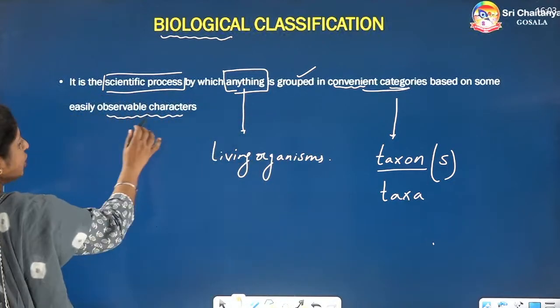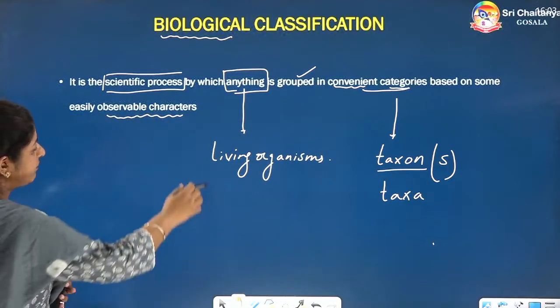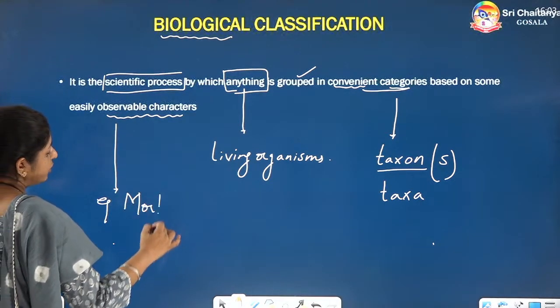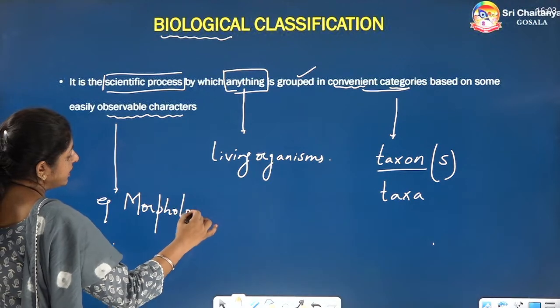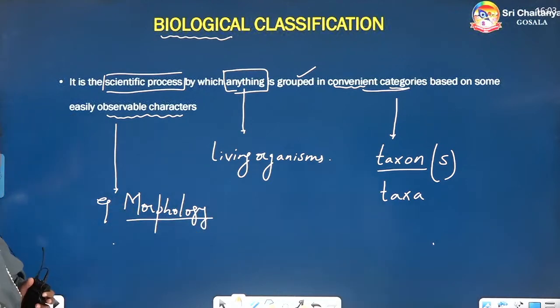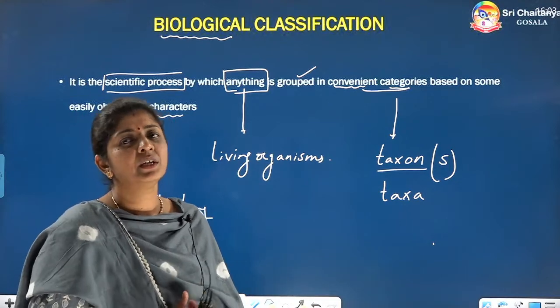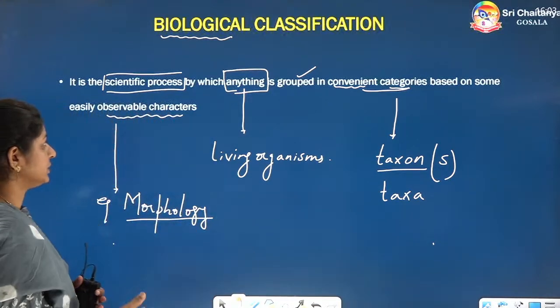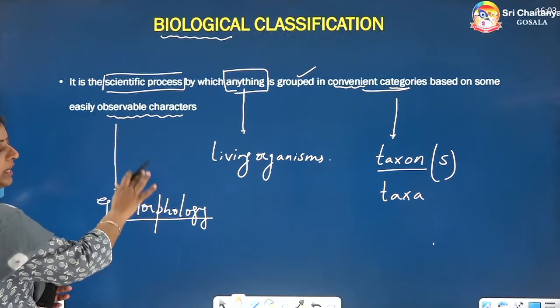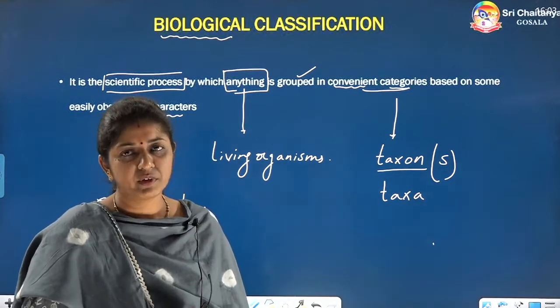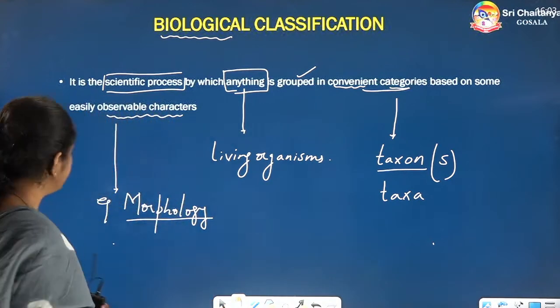Based on some easily observable characters of living organisms, for example, most important, let me take the morphology. We already dealt with the topic of morphology in our first lecture. We have discussed the morphology of flowering plants. There we have discussed some features. So one of the features we can observe easily to classify is the external morphology of the living organism.